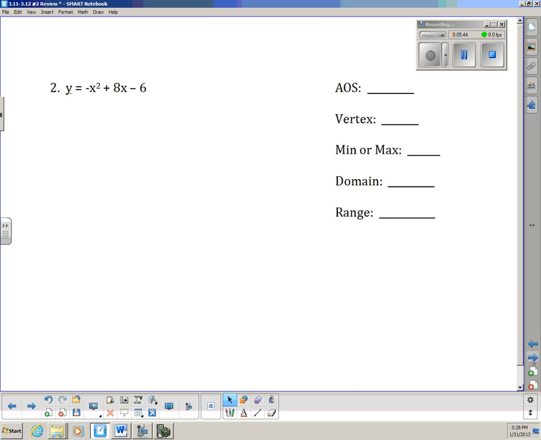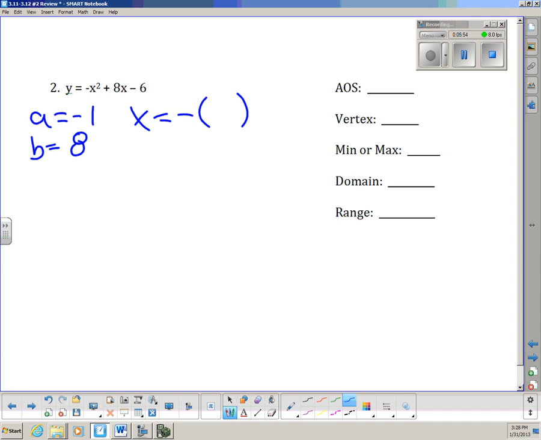Okay, take a look at this one. Axis of symmetry. We know that the a value this time is negative 1. The b value this time is 8. X equals negative b over twice a. Well, we know that b is a positive 8, a is a negative 1. When we do the math, negative 8 divided by negative 2 is just equal to 4. So the axis of symmetry is x equals 4.